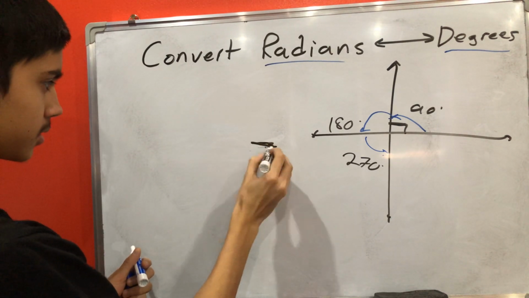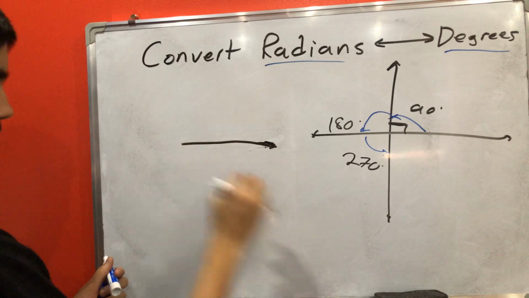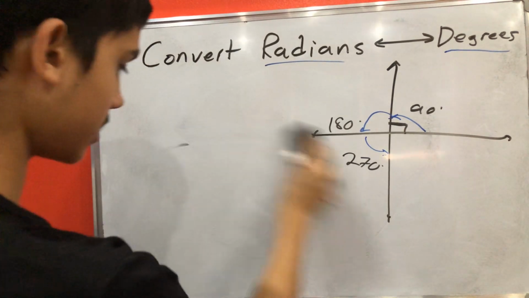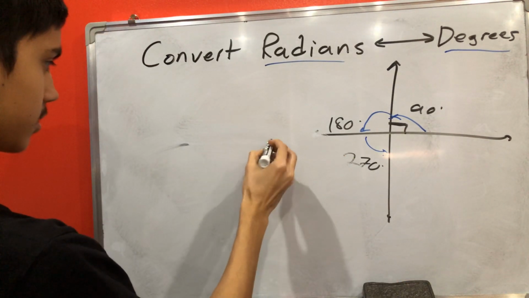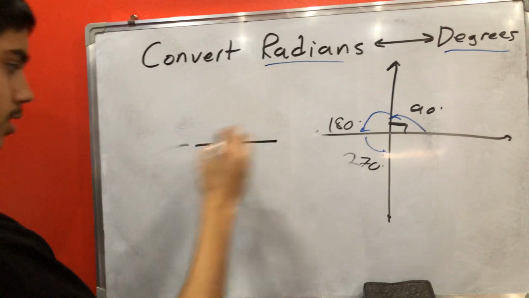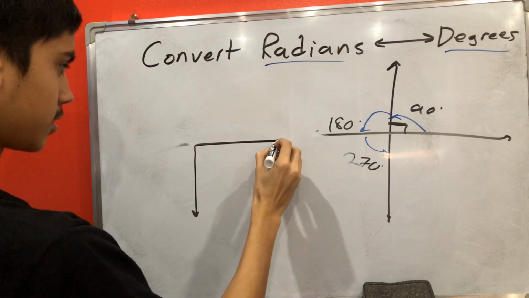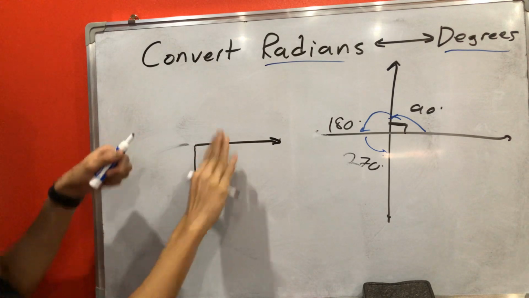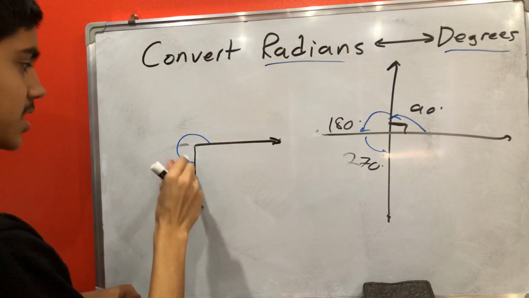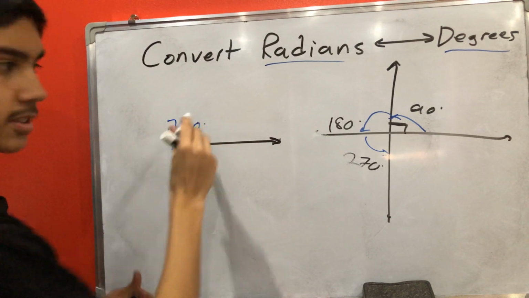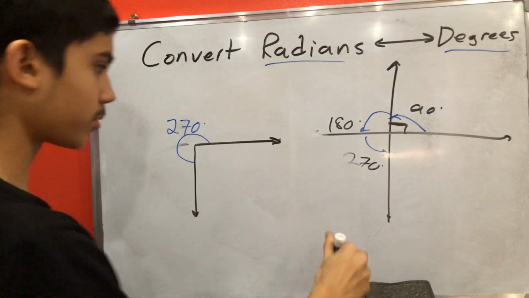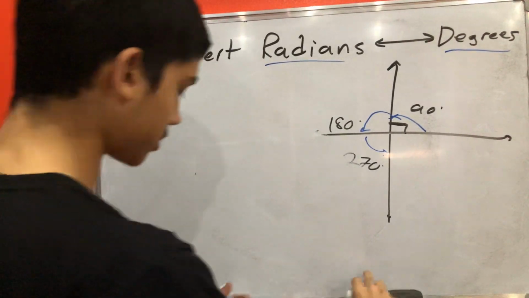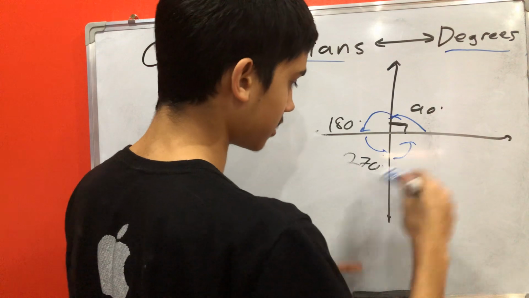In other words, if we draw an angle like this, and then like this, we're not reading it this way, we read it from this way, so we see this angle is 270, right? And then, of course, we know a full circle has 360 degrees.